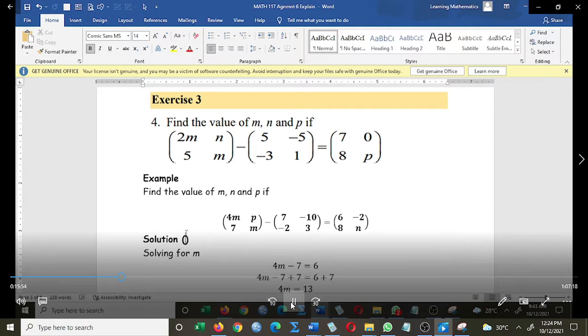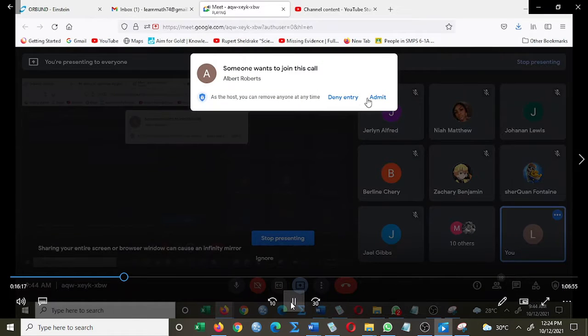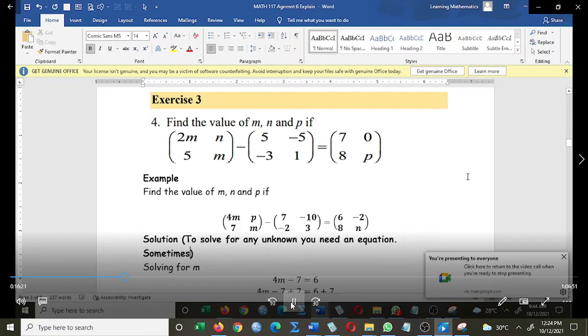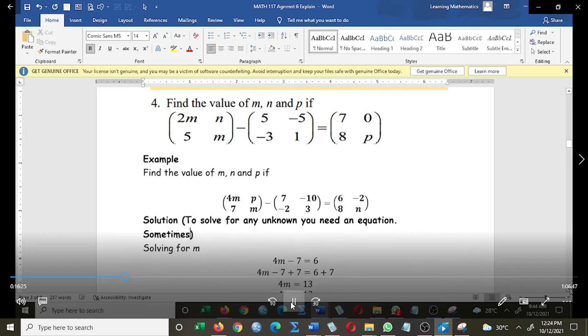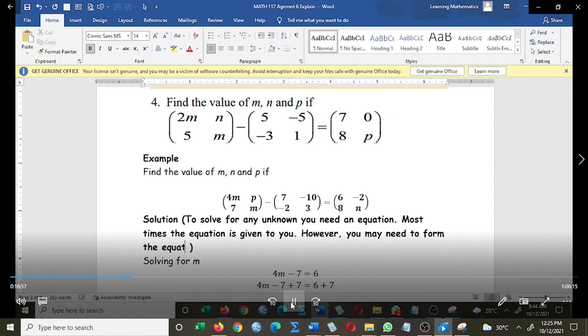Once you are solving mathematics, in mathematics, once you hear the word solve, you need an equation. So to solve for any unknown, you need an equation. Sometimes the equation is given to you, or most times the equation is given to you. However, you may need to form the equation, then solve.